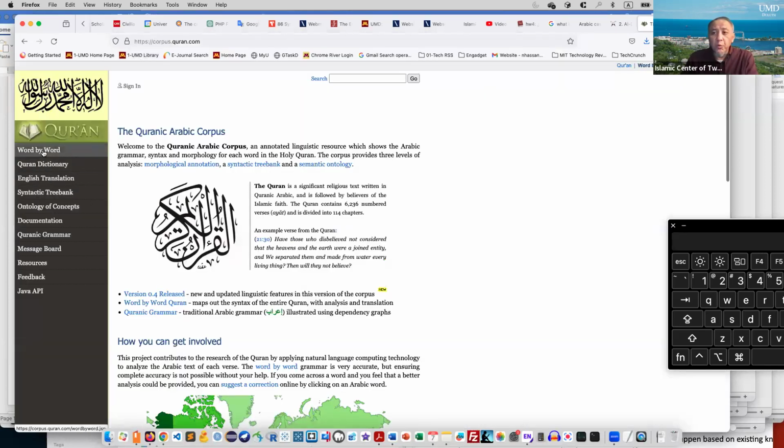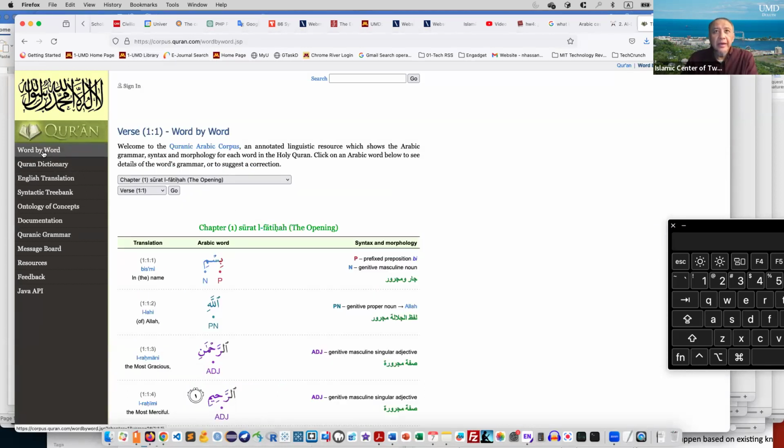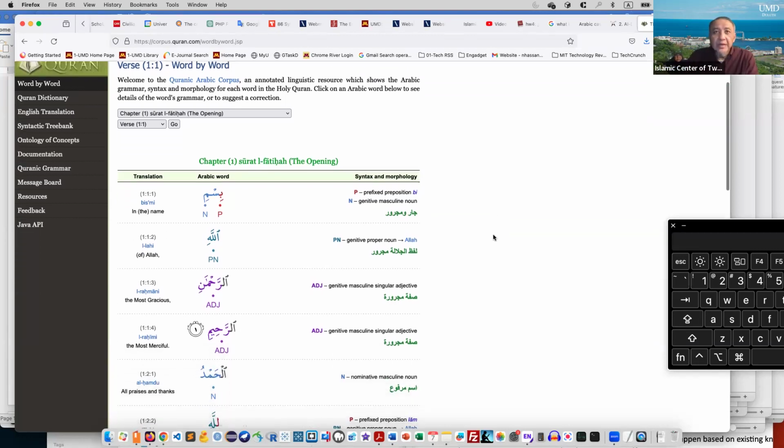Then go to word by word, if you can see my screen. Word by word there. So Quran i'rab, and then go to Al-Fatiha, same thing. It will tell you the grammar of each word on the phone.